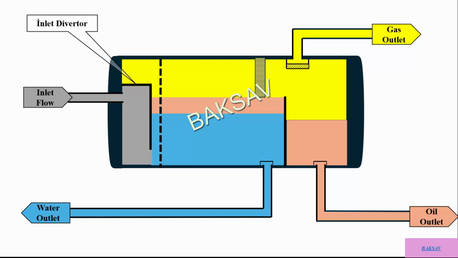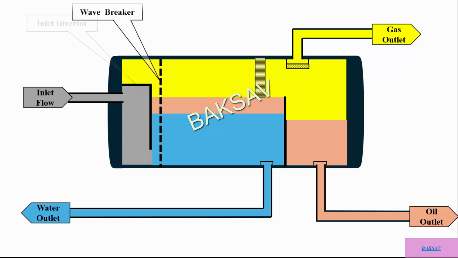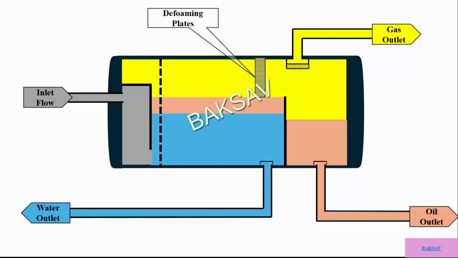Inlet diverter. It changes the direction of flow by absorbing the momentum of the inlet flow and preventing splashing of entering fluids into the main separator area where actual separation is performed. Wave breakers or baffle. It is used for stabilizing liquid movement inside the separator that can occur due to surges of inlet flow. Defoaming plates. It breaks up the foam and allows the foam to collapse into the liquid layer.